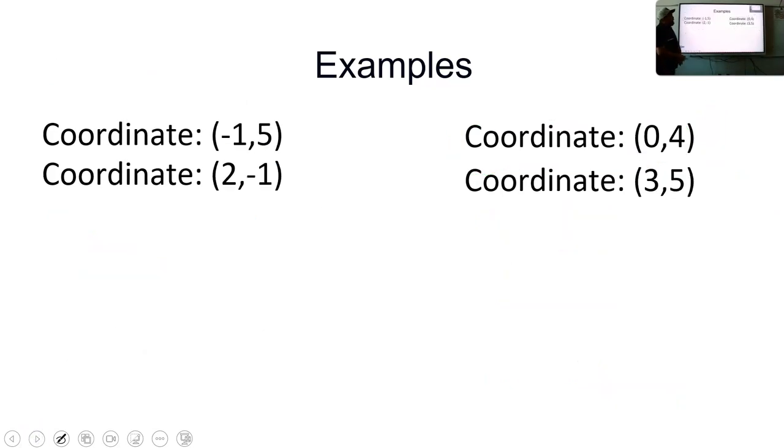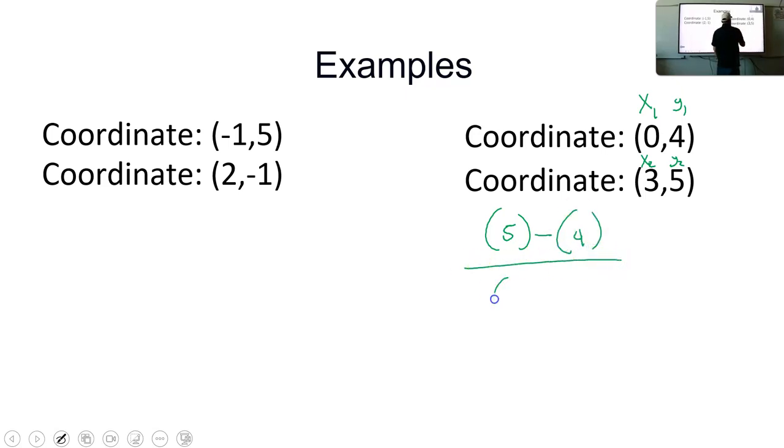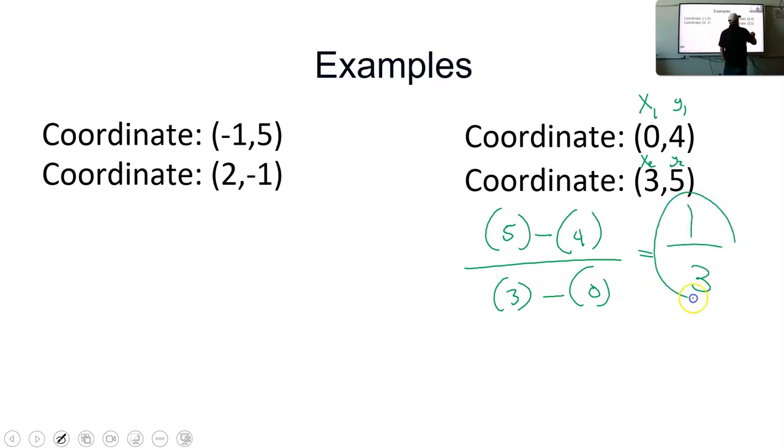Okay, let's do one more example. Let's go ahead and do this second one over here. Okay, so this is x1, y1, x2, y2. So for the slope, we're going to do y2 minus y1 over x2 minus x1. 5 minus 4 is 1. 3 minus 0 is 3. So I get a slope of 1/3.